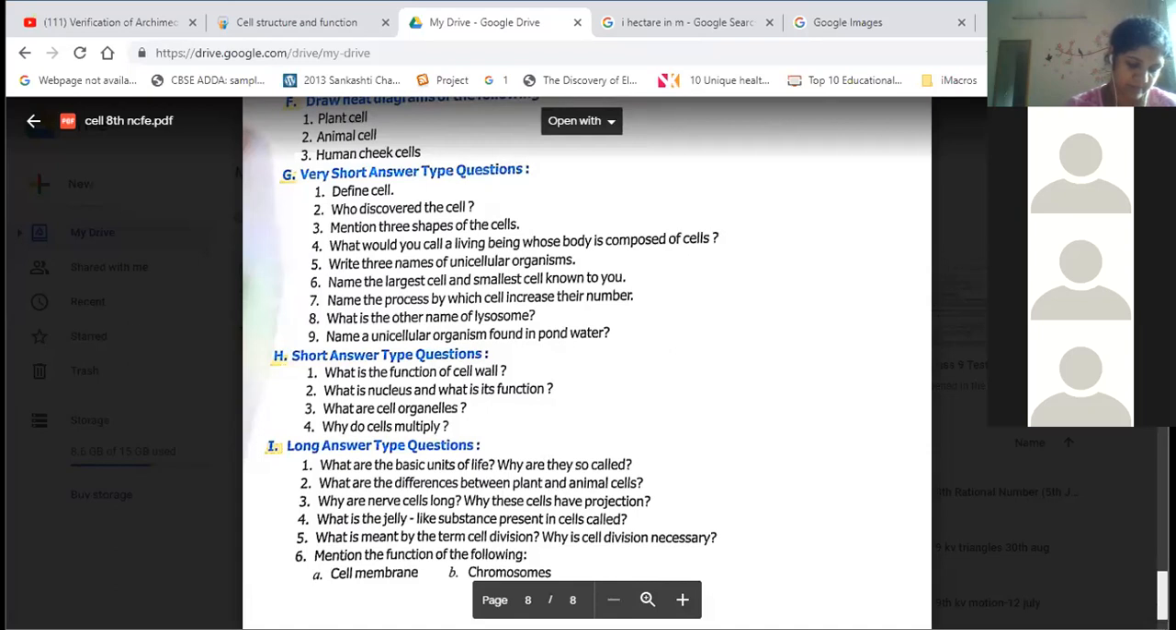Ma'am, why do these cells have projections? They can go deep inside the sensory organs and receive the information. So they can spread out in the different organs, in sensory organs, and receive the information from different parts.